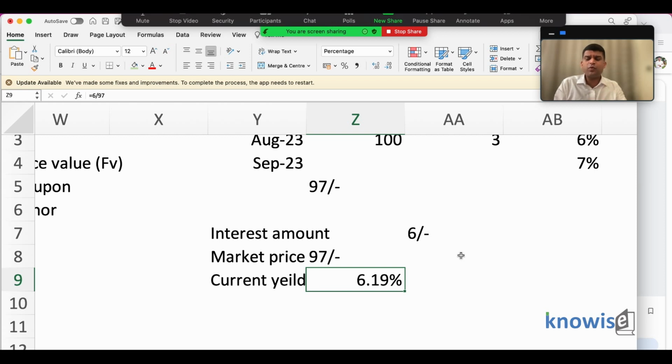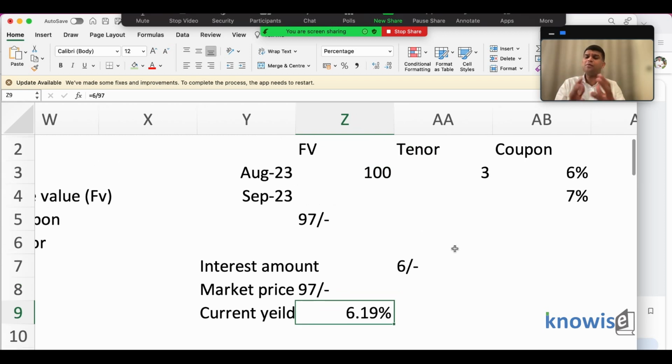Now you all must be wondering, how did I arrive at this 97 rupees? We just said the bond has to be sold at a discount. The discount value could be anything. It could be 98 rupees or it could be 91 rupees. How do we arrive at a common ground where the seller is okay to sell and the buyer is okay to buy it? That means both the buyers and sellers have to come to a common ground. So this is where we cover the concept of bond valuation.